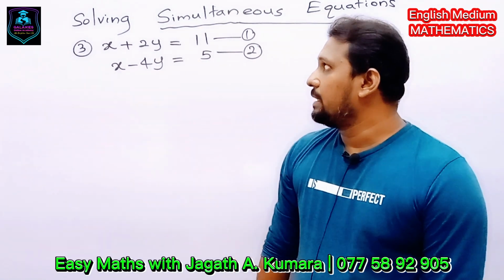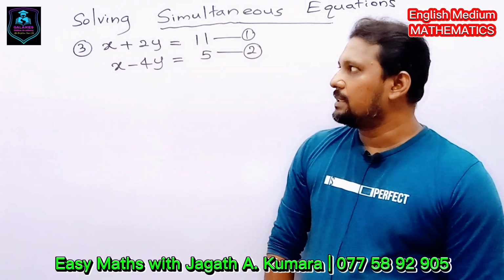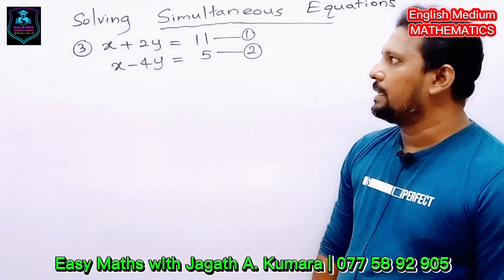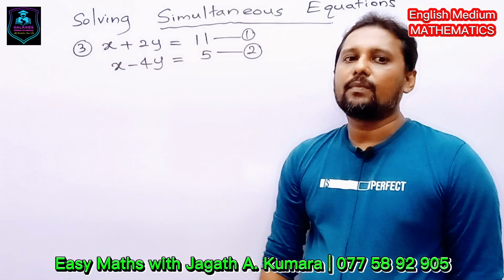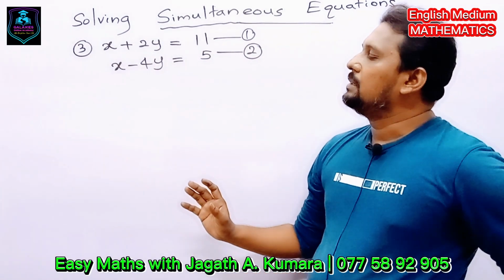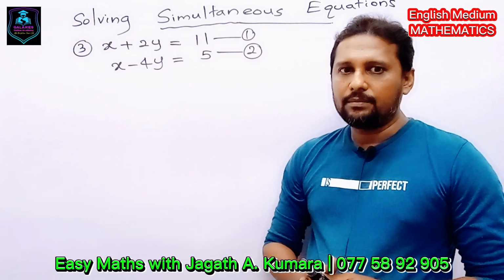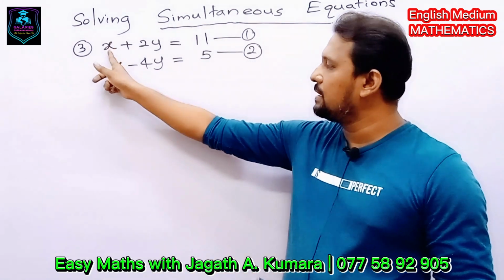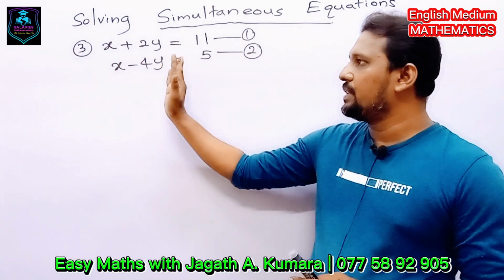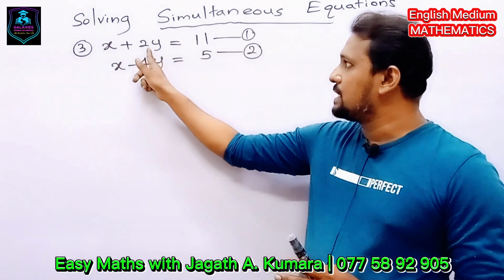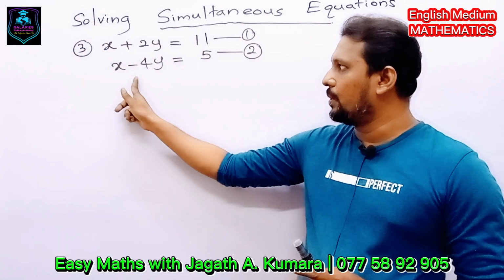Right? When you solve the equations, first you have to check the unknowns. There are two types of unknowns given, x and y. Then you check what the coefficients of them are. The x coefficients are positive 1 and positive 1. The coefficient of y, this one is positive 2, this one is negative 4, right?